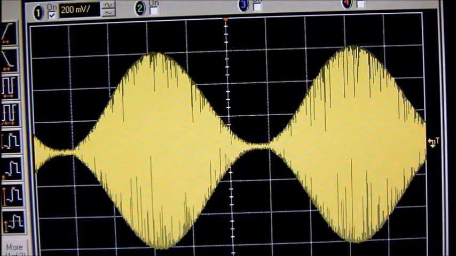If this modulation index goes over 100%, we will not be able to extract the information signal from the envelope.